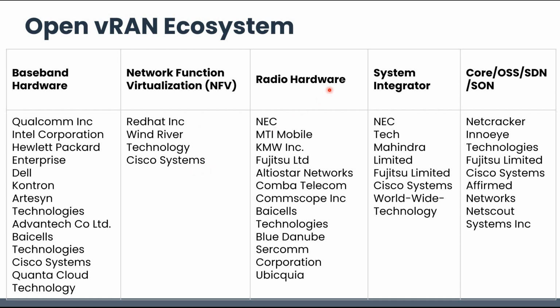Radio hardware, we talk about the radios on the side. They could be MTI Mobile, LTO Star, Comscope, Blue Denim, and Ubiqua. There are many system integrators to work along with, as we saw in the last slide, the models. Tech Mahindra and Fujitsu are providing this solution. On the core part, there are Cisco and Netscout. There are many vendors giving solutions for OSS, software defined network and core. So many vendors are working on different parts and roles.